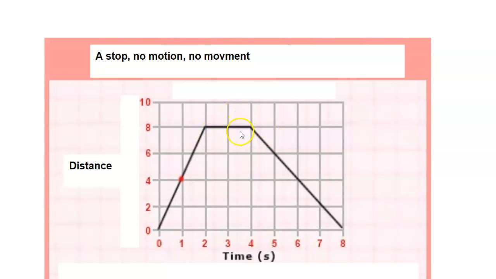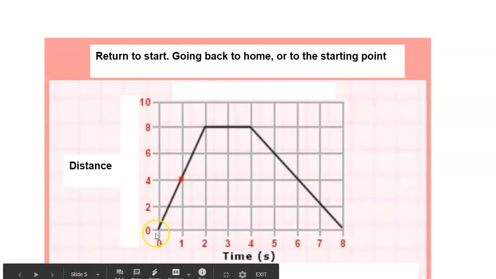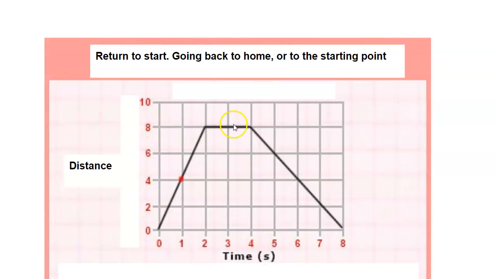Now, since we're on this image, I'll show you the next one. When you are returning back to where you started from, your distance is going to decrease. But remember, time continues to go. We can't stop time. So even though our distance is decreasing and we're going back to where we started from, our time continues to tick, tock, tick, tock. Time continues. So walking at a constant pace for 8 minutes, or we walked 8 miles, or 8 feet.